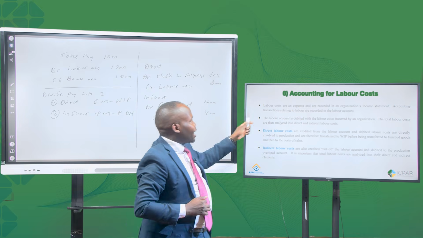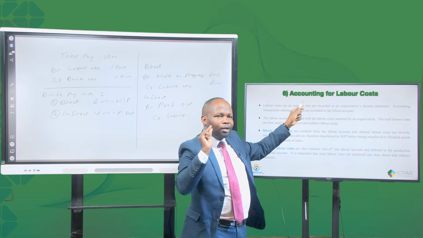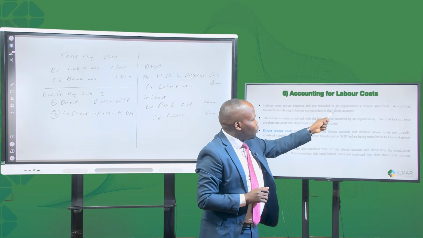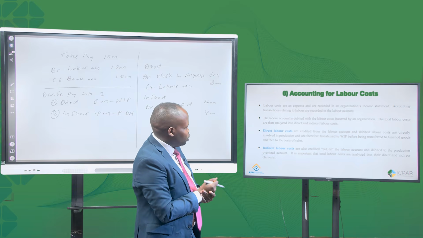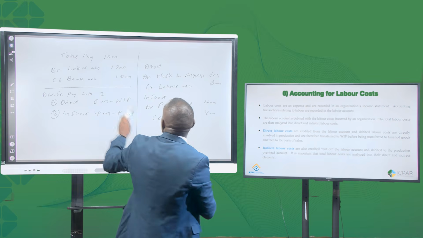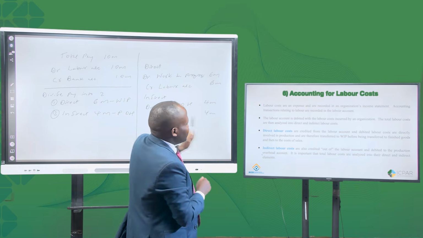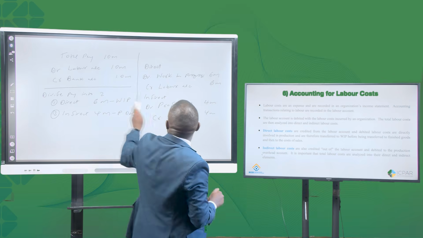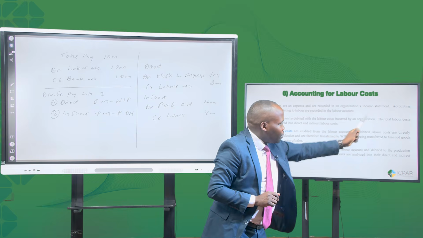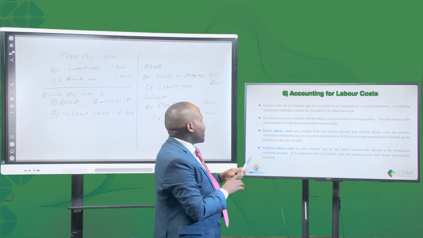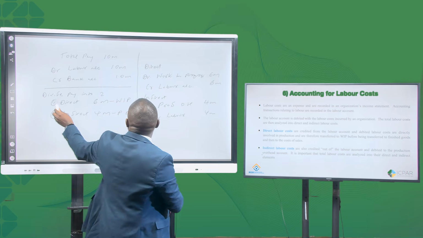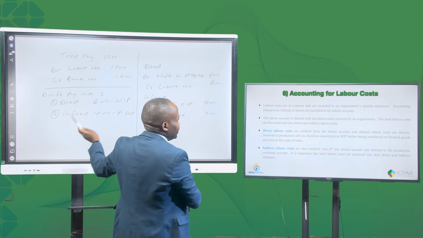So you are being told under accounting, remember accounting means double entry. So what are we being told? Labor costs are an expense and are recorded in an organization's income statement. Accounting transactions relating to labor are recorded in the labor account. The labor account is debited with labor costs incurred by an organization. The total labor costs are then analyzed into direct and indirect.